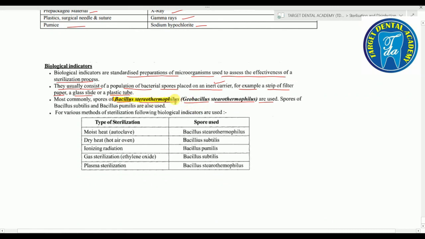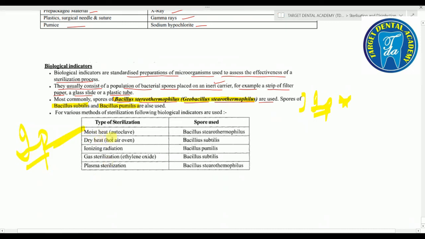Very important. Most commonly, spores of Geobacillus stearothermophilus are used. Spores of Bacillus subtilis and Bacillus pumilus are also used. This line is very important. So, for various methods of sterilization, the following biological indicators are used.